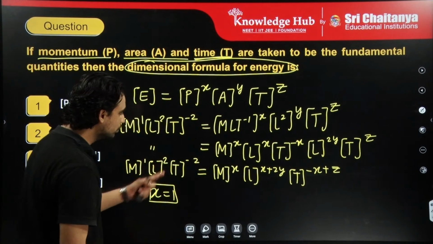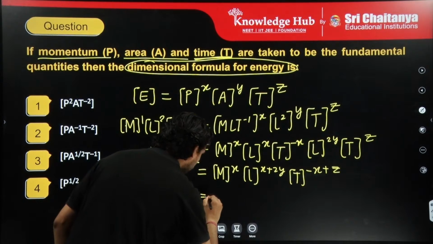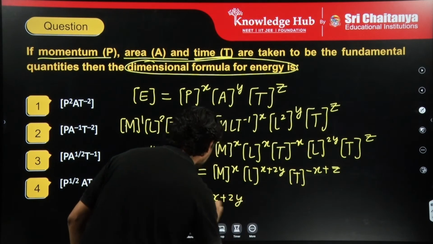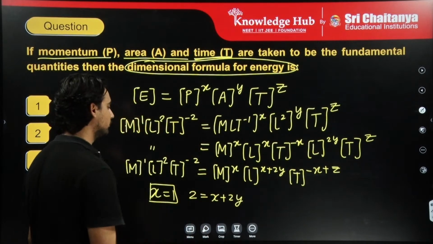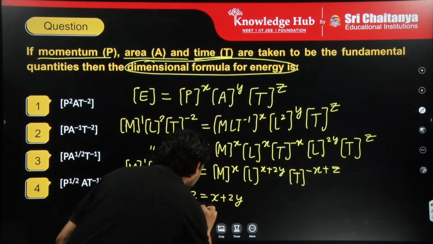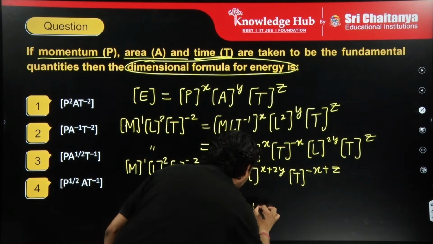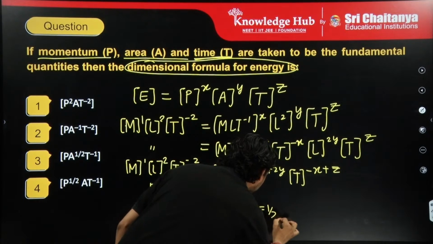Second thing I can say is that 2 is equal to x plus 2y. So from here I will say that y is equal to, what is y? Y is equal to 1 by 2.